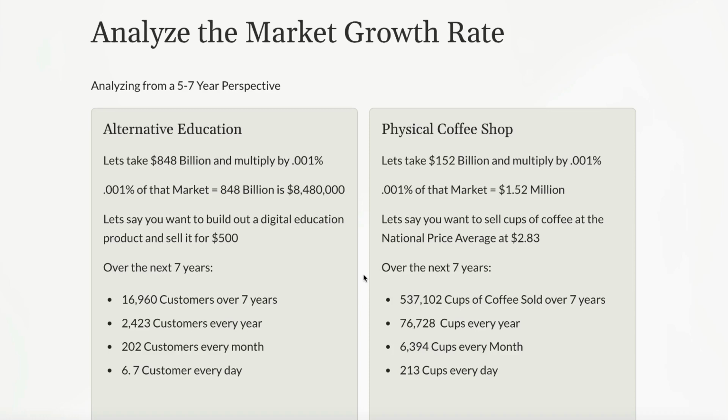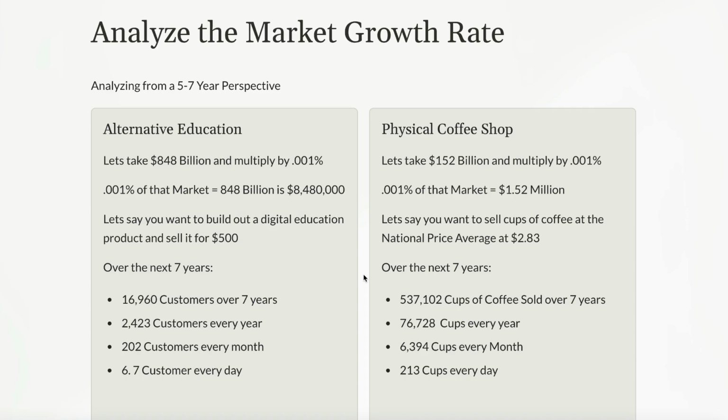This is where it kind of gets really fun. There is some math involved, and anyone who knows me knows I am not the best at math, but I've done these numbers and put them into the presentation so it's very easy to follow. We're going to go through and calculate each market size based on that 5 to 7 year perspective, multiply it by 0.001%, and then you can see you just need that little tiny market size captured to make a life-changing amount of revenue for your business.